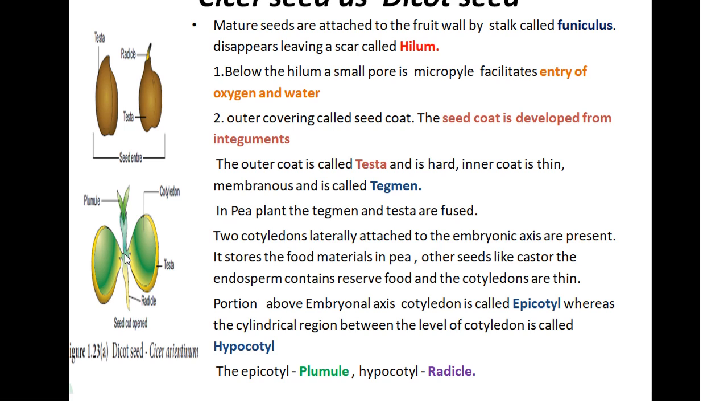Okay, it stores the food material of the peas, and other seeds like castor. Endosperm contains the reserve food and the cotyledons are thin. So the portion above the embryonal axis.